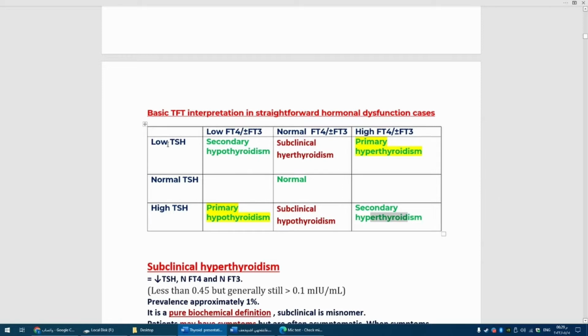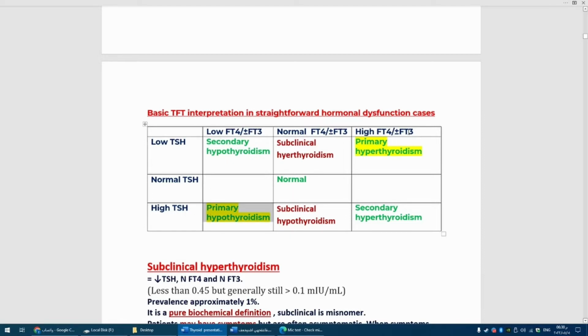Then look to the TSH. If TSH changes are in the same direction as free hormone, then this is a secondary hormonal disorder. If TSH changes are in the opposite direction, then this is a primary hormonal disorder. Here, low thyroid hormone, this is hypothyroidism. Low TSH, then this is secondary hypothyroidism.